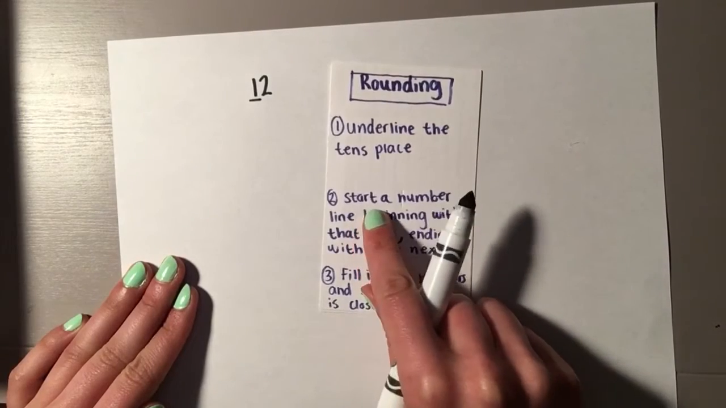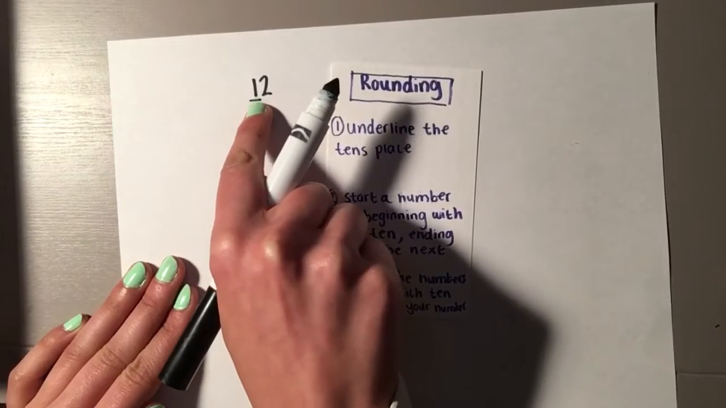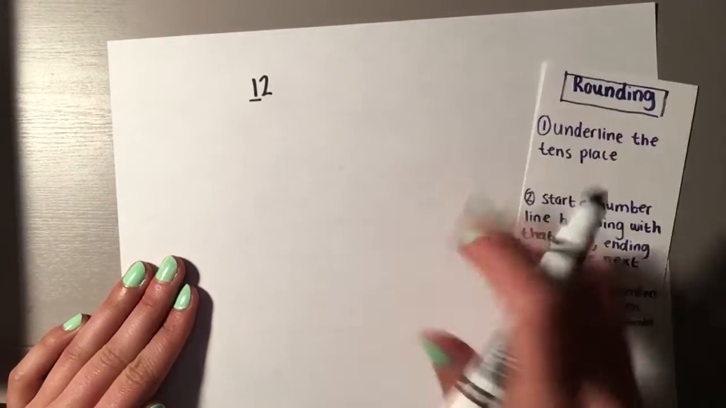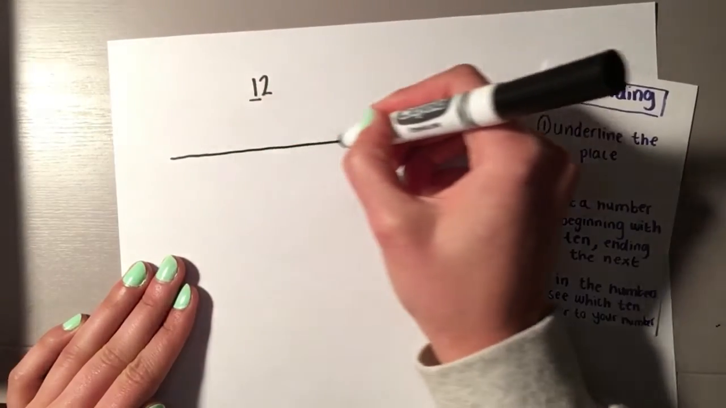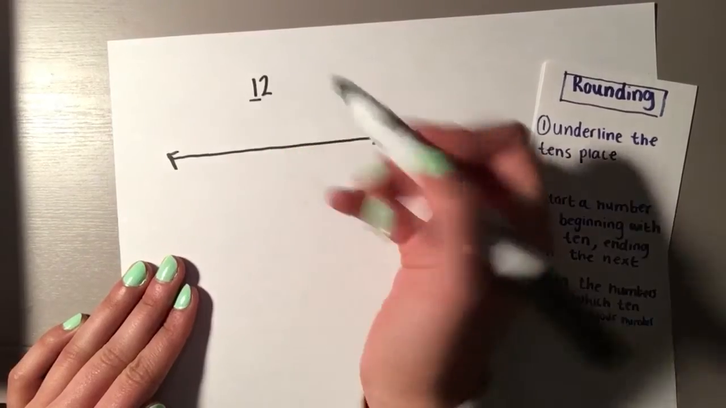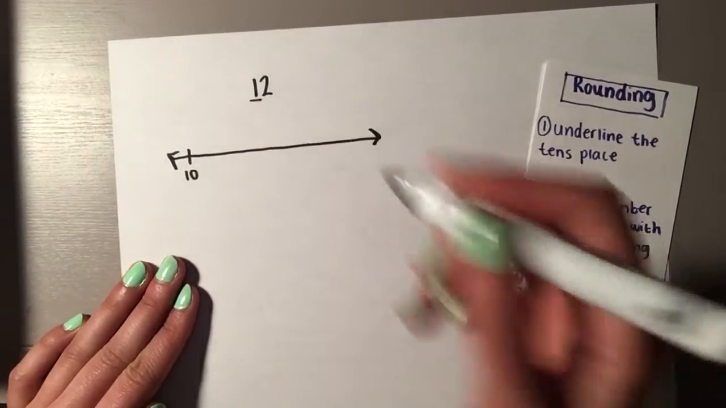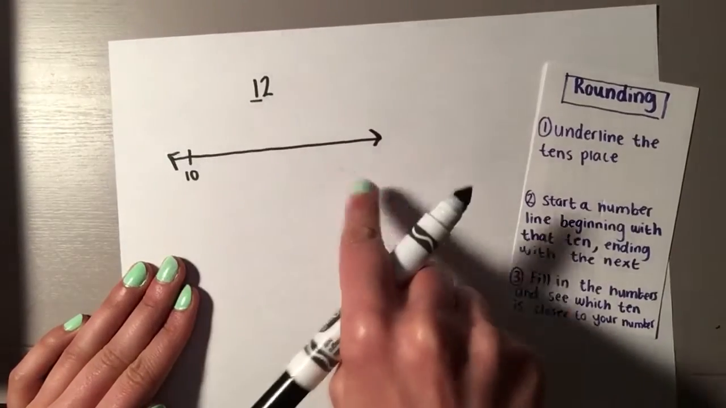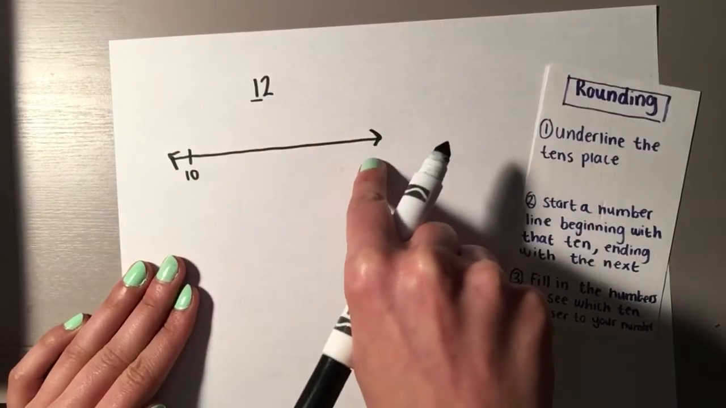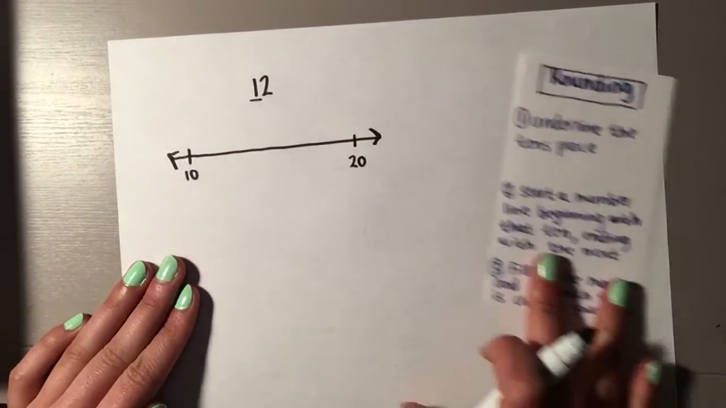My second step is to start a number line beginning with that 10, which is 10, and ending with the next 10. So let me show you what I mean by this. Here's my number line. I'm going to start it with 1 in the tens place, so I'm starting it with the number 10, and I'm ending my number line with the next 10. If I'm skip counting by tens, I would say 10, 20. So here's my number line. I'm done with the next step.